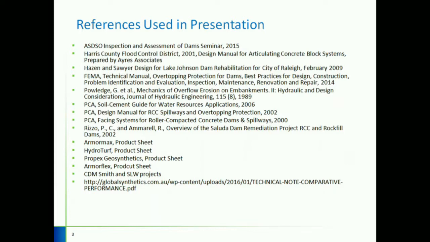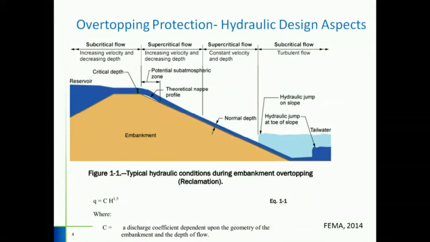So overtopping protection, the design of it requires a multidisciplinary approach. You need to have hydraulic engineers, geologists, geotech engineers, and sometimes structural engineers too. So this part is related to the hydraulic aspect of it. And as you can see, this slide shows the moment of overtopping with the flow over the embankment. And you can see that the flow is broken down into subcritical and supercritical flow regions. The part on the left is increasing velocity and decreasing depth. On the right, you have the supercritical flow, increasing velocity and decreasing depth again.